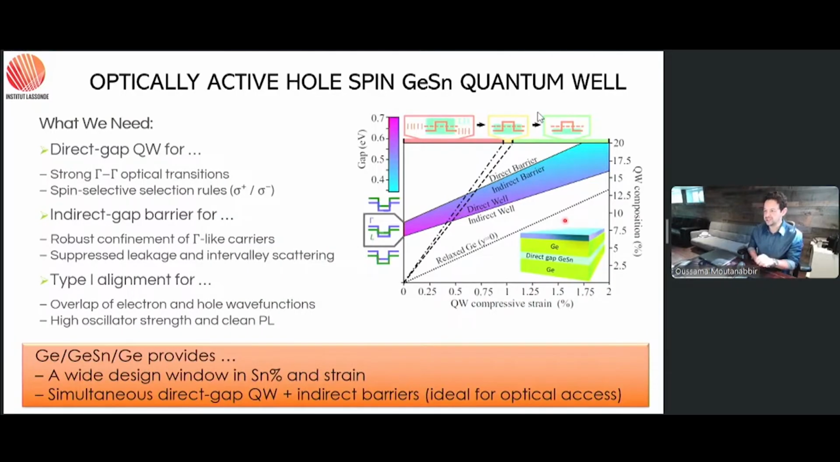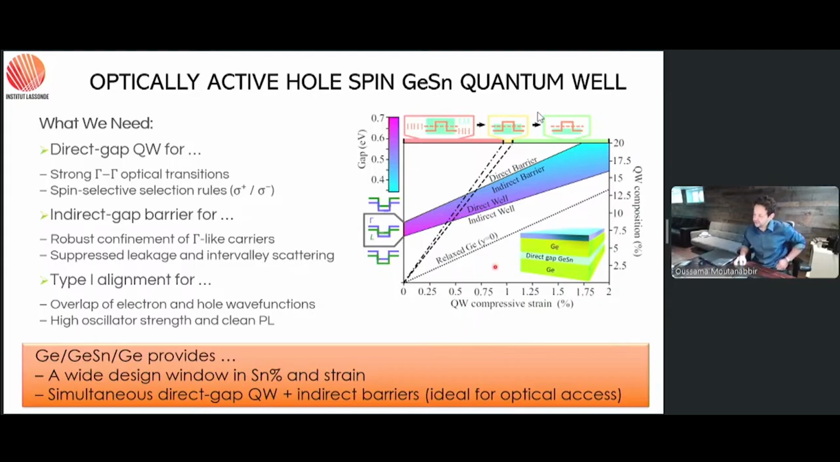So now I will move to what I mentioned earlier, which is how we can achieve an optically active quantum dot. Here, basically, we want a quantum well that is direct bandgap, which will allow us to have strong gamma-to-gamma optical transitions. I want to have indirect bandgap barriers, so we don't want the barriers to interact strongly with light. We need the light to go directly to the quantum well.